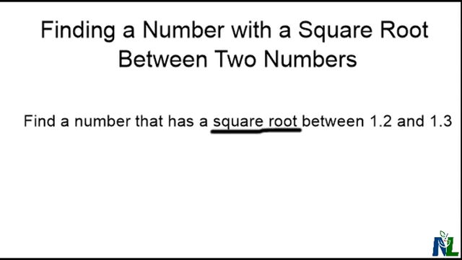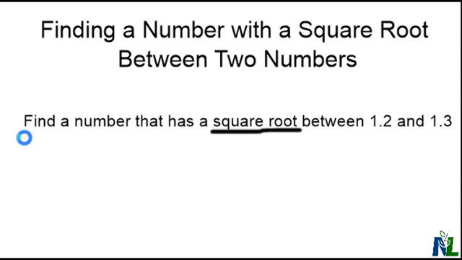1.2 and 1.3 are the square roots of some mystery numbers. We can find out what those are the square roots of very easily if we think about what square root means. Square root is a number that we multiply by itself to get our given number. So if I know the square root is 1.2, all I have to do is multiply it by itself, and I'll know what it's the square root of.